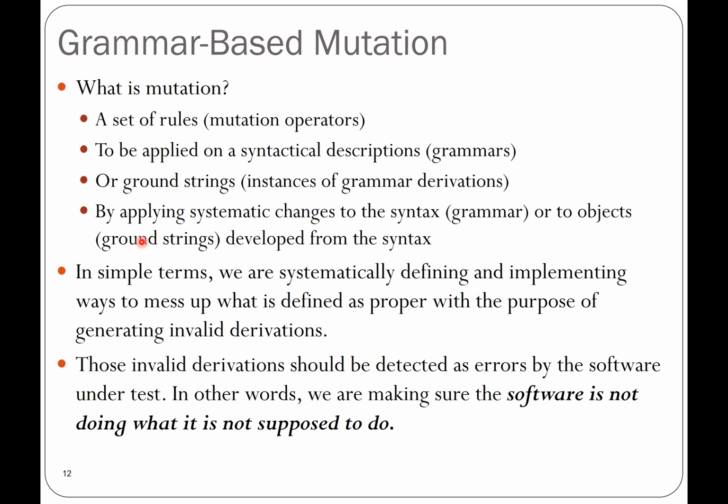By systematically applying those mutation operators to the syntax or to the object, I end up with mutated strings or mutated grammars. In simple terms, where does the word systematically come from? From the word mutation operators. We are defining and implementing ways to mess up what is defined as proper, with the purpose of generating invalid derivations.